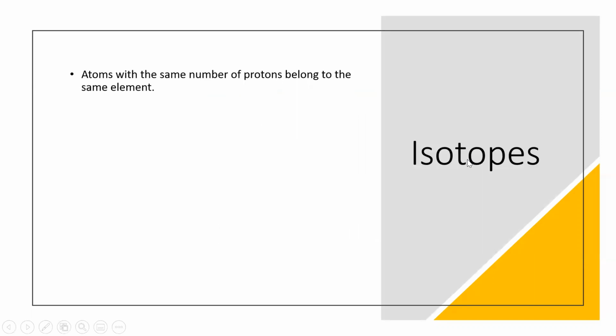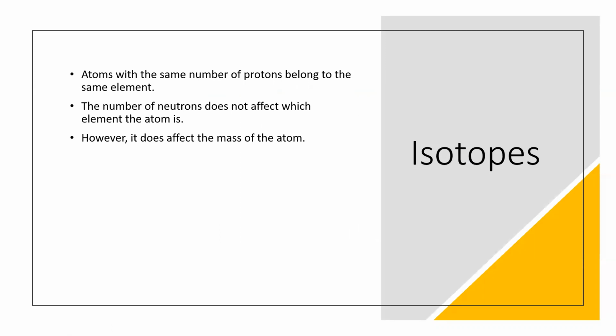Now, what are isotopes? Atoms with the same number of protons belong to the same element. Elements are like carbon, nitrogen, lithium, helium. The number of neutrons does not affect which element the atom is. It's only the number of protons that determines which element it is. Why? Because neutrons do not chemically affect the atom because they are electrically neutral. However, they do affect the mass of the atom.